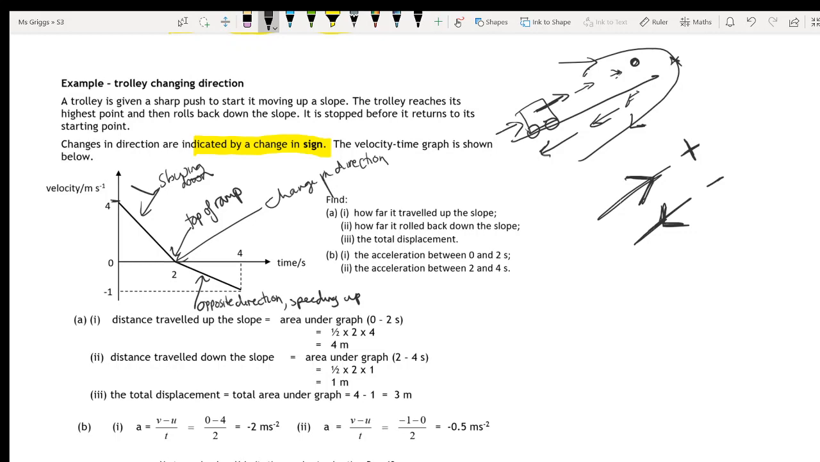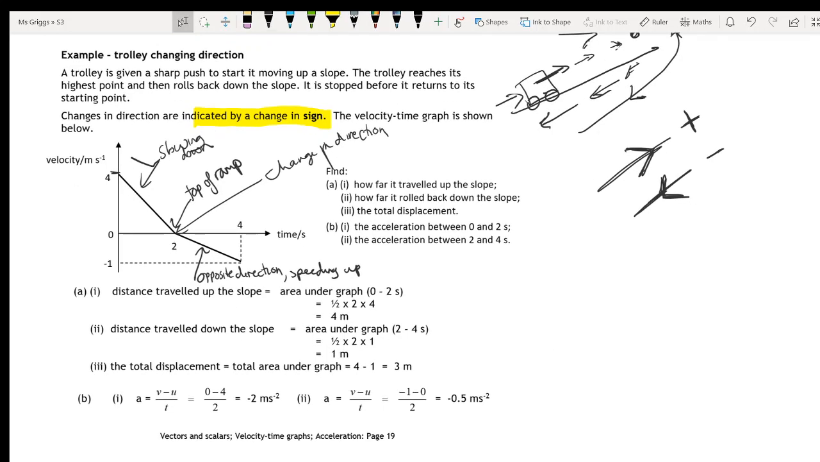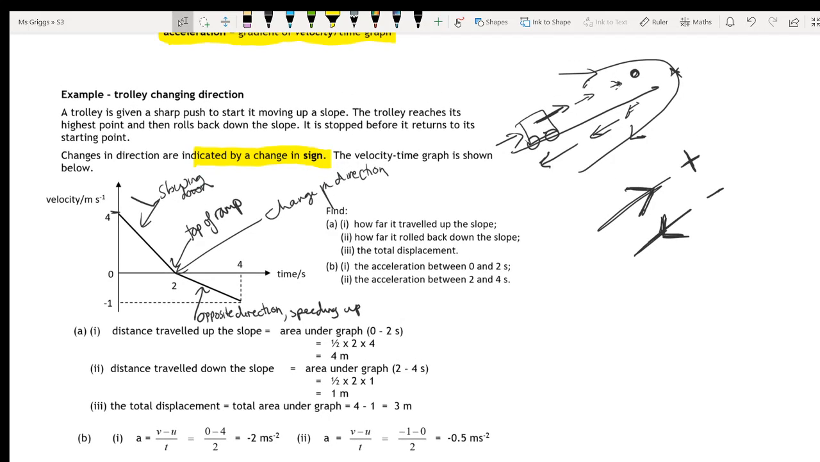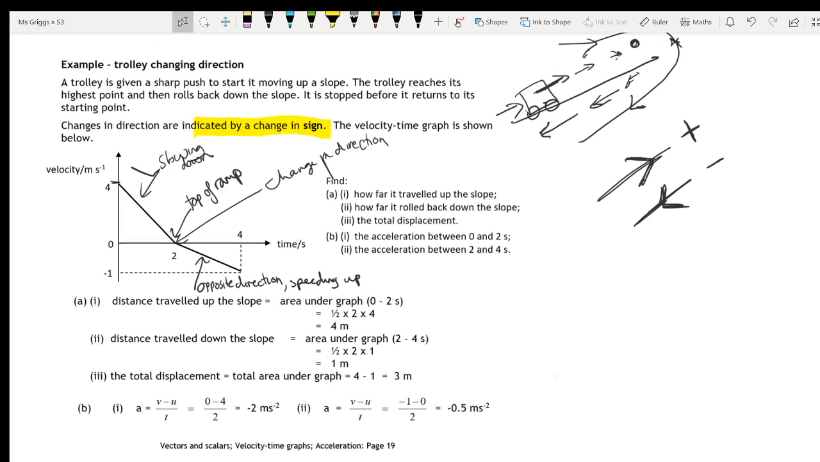So in this example, find part 1, how far it has travelled up the slope. So how far it has travelled in the first direction. Then part 2, how far it has rolled back down the slope. So how far it travels in the opposite direction, the negative direction. And part 3, the total displacement. So part 1, distance travelled up the slope.